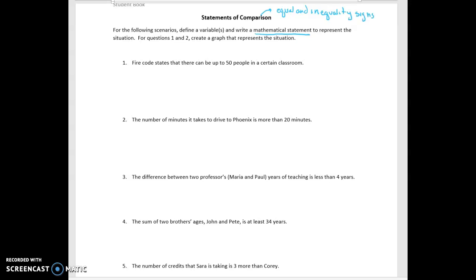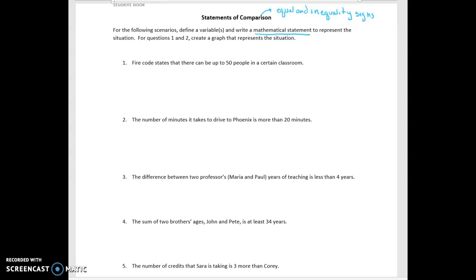So in this particular case, it's asking us for the following scenarios: define a variable and write a mathematical statement. And then it also says for questions 1 and 2, create a graph that represents that situation. So I'm going to walk you through number 1 and number 4. Then, when you're working to fill in the rest of your notes, you can work together to create those notes.